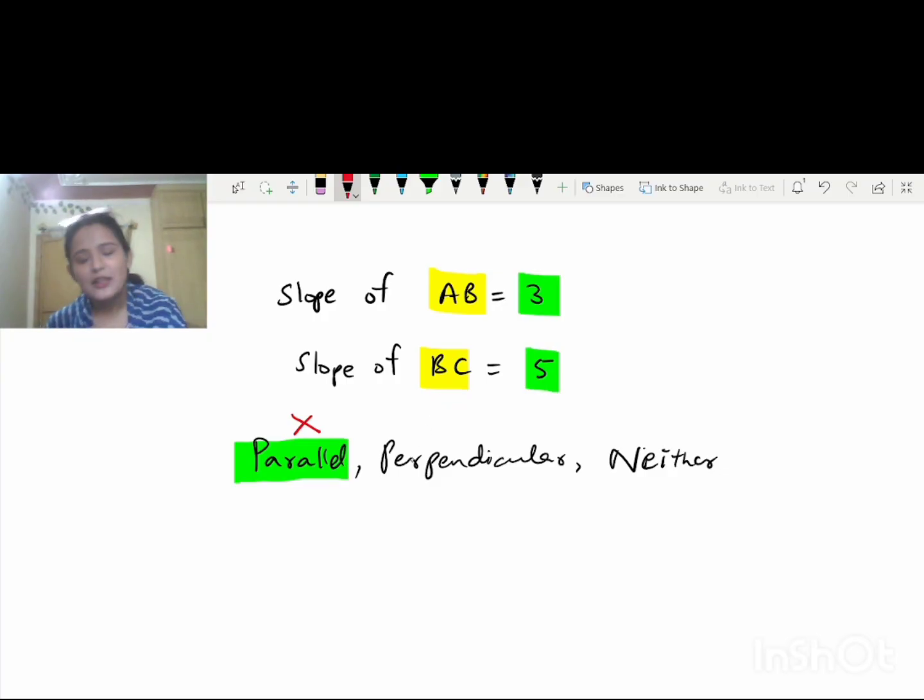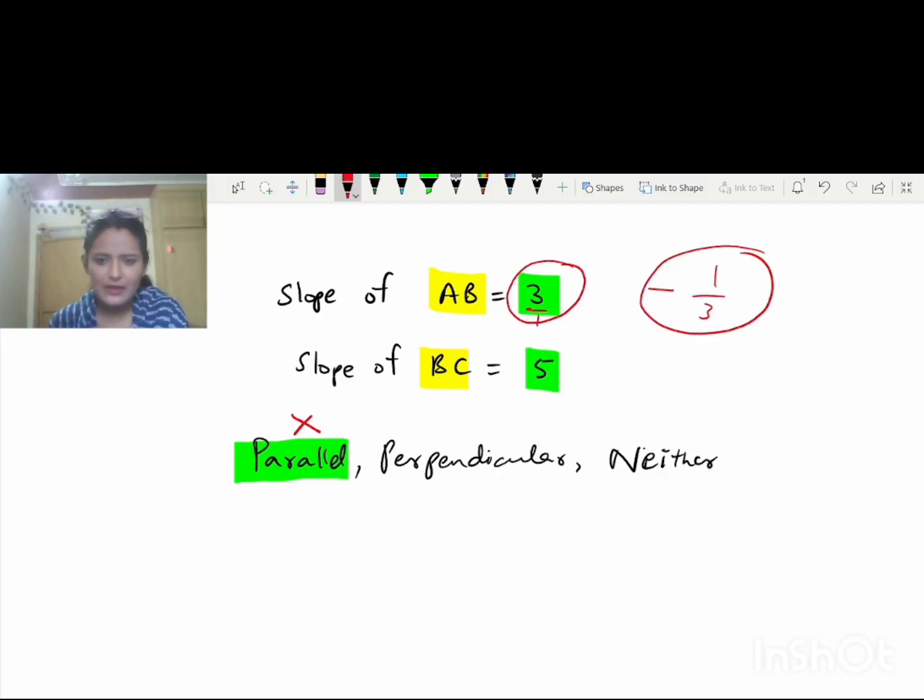Now I'll check whether these lines are perpendicular or not. If the lines are perpendicular, their slopes should be negative reciprocals of each other. This is what my teacher told me. Let's see, are they negative reciprocals of each other or not? AB slope is 3, which is 3 over 1, so its negative inverse will be negative 1 over 3. But I'll ask you a question: is 5 the negative inverse of 3? You will say never ever. 5 can never be the negative inverse of 3.